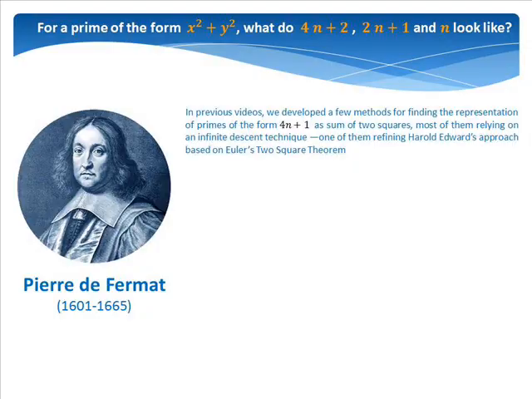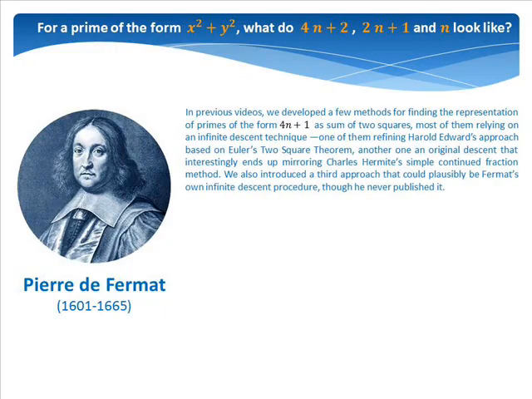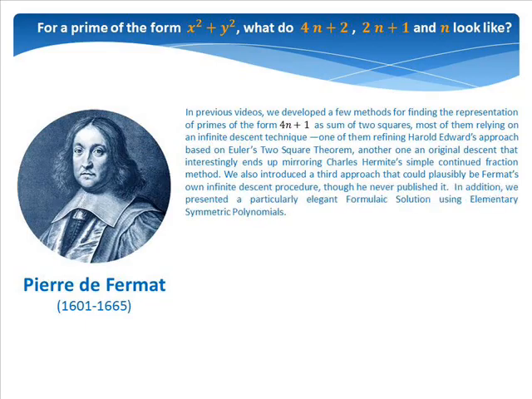One of them refining Harold Edwards' approach based on Euler's two-square theorem. Another one, an original descent that interestingly ends up mirroring Charles Hermite's simple continued fraction method. We also introduced a third approach that could possibly be Fermat's own infinite descent procedure, though he never published it. In addition, we presented a particularly elegant formulaic solution using elementary symmetric polynomials.